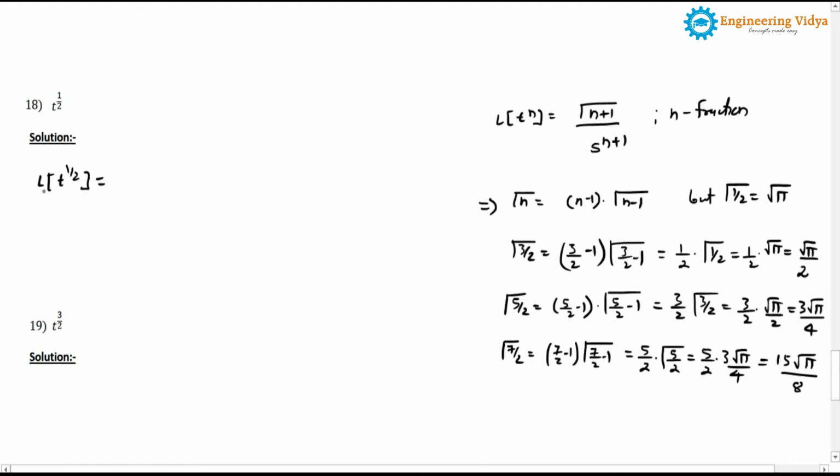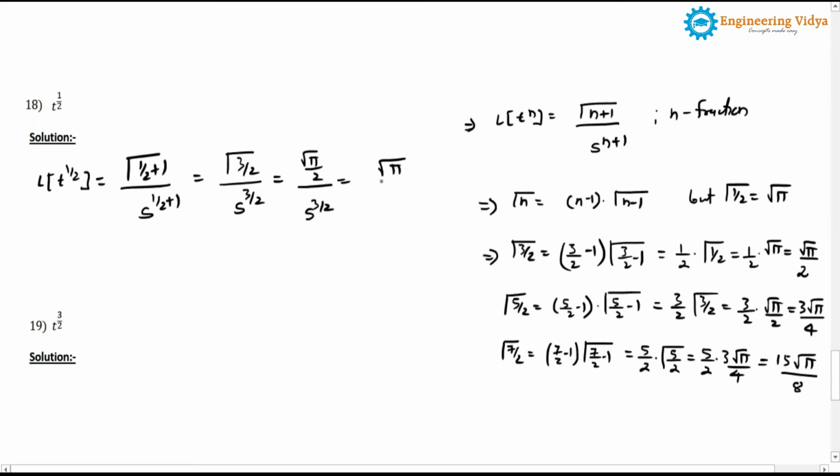Here we need to find the Laplace transform of t raised to 1 by 2, so we will apply this formula: gamma of 1 by 2 plus 1 upon s raised to 1 by 2 plus 1. And 1 by 2 plus 1 is nothing but 3 by 2, so gamma of 3 by 2 upon s raised to 3 by 2. Gamma of 3 by 2 is already calculated: it is equal to square root of pi by 2. So we write square root of pi divided by 2 upon s raised to 3 by 2, and after simplification, the 2 will go down: square root of pi upon 2 into s raised to 3 by 2, and this is our final answer.